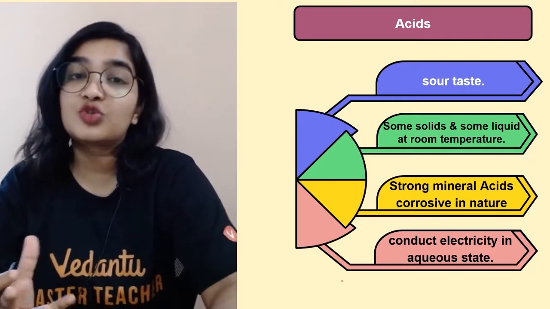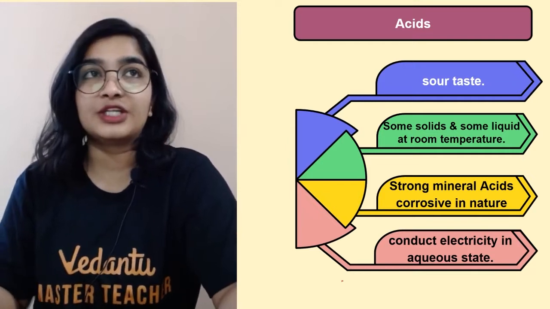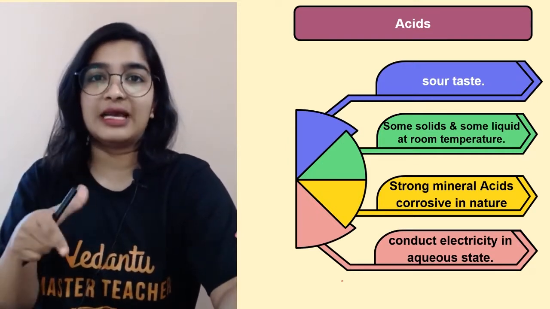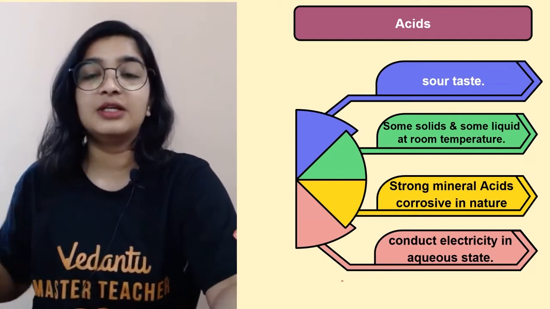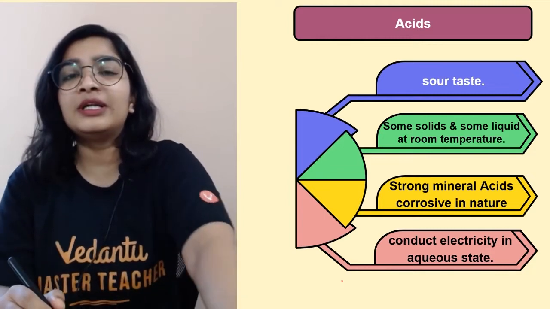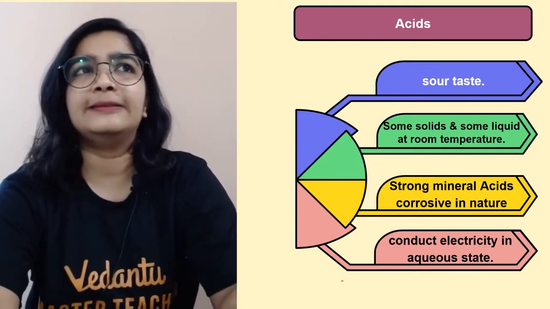As they are strong mineral acids, why are they called strong? Because they undergo complete dissociation. So you have weak acids also. Actually there are 7 strong acids, and the rest of them are weak. I'll be giving you a list also in the next session. They do conduct electricity in their aqueous state. So this is about acids.